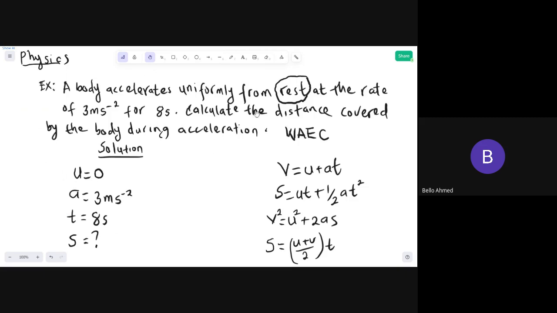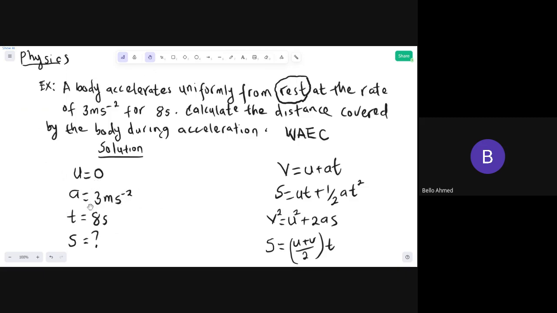But the one that we are going to apply in this question is that the body is starting from rest, and you should write u equals 0, because they are not going to tell you to write u equals 0. And if you do not write it, your parameters won't be complete, and there's no way you'll be able to get the answer. So thank you very much.